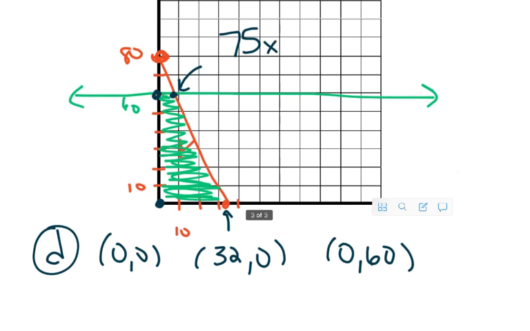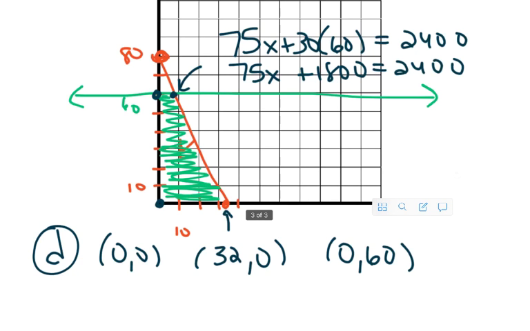So it's 75X plus 30 times 60 equals 2,400. So 75X plus 1,800 is equal to 2,400. I subtract 1,800, and I get 75X is equal to 600. And then 600 divided by 75 is going to be 8. So it turns out the last ordered pair is at 8, 60.